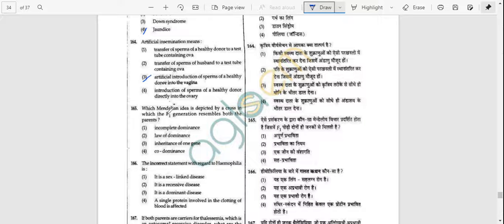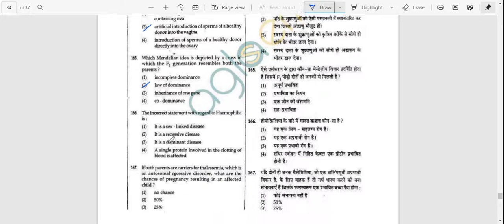Which Mendelian idea is depreciated by cross in which F1 generation resembles both the parents? Incomplete dominance, law of dominance, inheritance of one gene, कोडोमिनेंस. एक्चुअली ये कोडोमिनेंस होना चाहिए था, मगर मेंडल ने कोडोमिनेंस के बारे में नहीं बताए थे, सो मेंडल के हिसाब से ये लॉ ऑफ डोमिनेंस होना चाहिए.